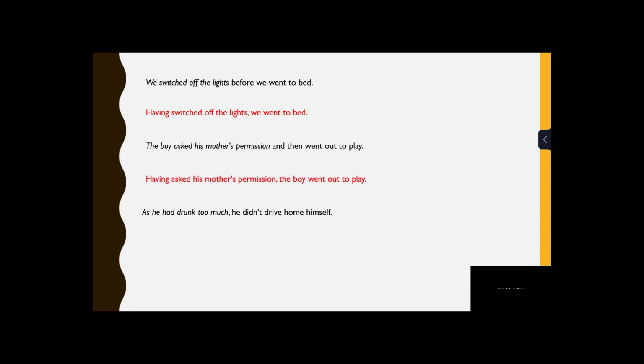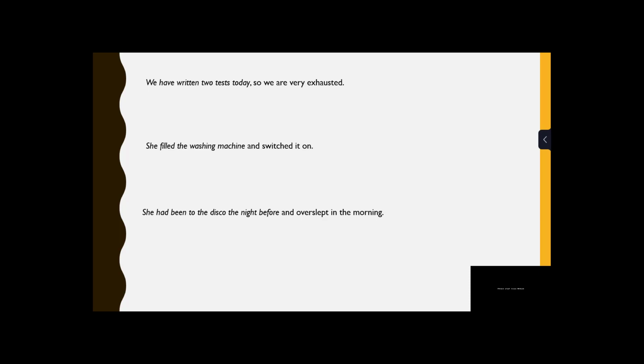The boy asked his mother's permission and then went out to play. Having asked his mother's permission, the boy went out to play. As he had drunk too much, he didn't drive home himself. Having drunk too much, he didn't drive home himself. Okay, so you have these examples. Let's do some more. We have written 2 tests today, so we are very exhausted. Having written 2 tests today, we are exhausted.